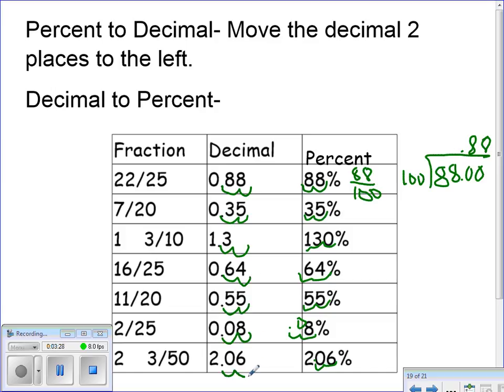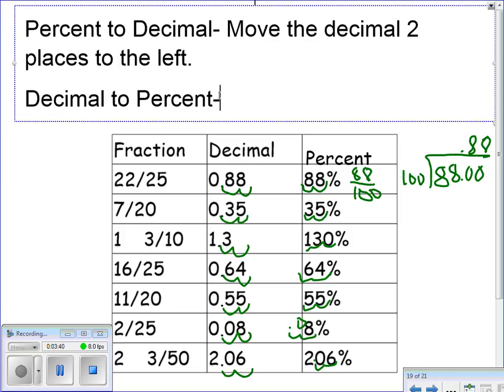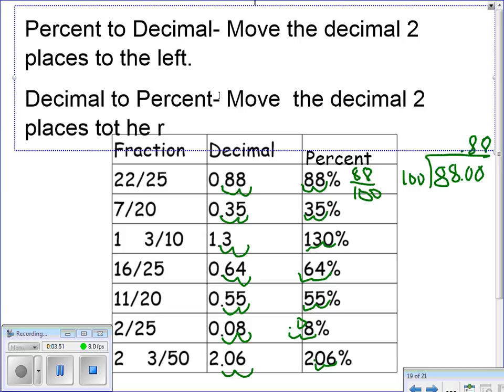1, 2, 1, 2. Okay. So look, if I move my decimal 2 places to the right, I get 88%. 88 out of 100. So to go from a decimal to a percent, we're going to move our decimal 2 places to the right.